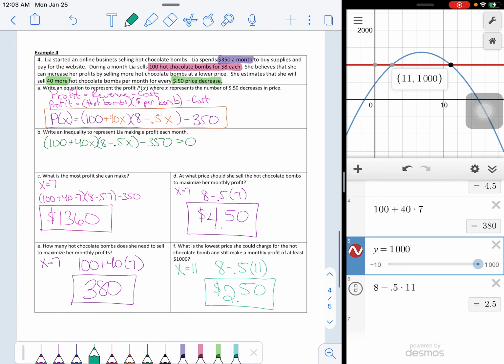All right, that is the end of example number 4, and that's the end of this note sheet. If you've got any questions or concerns on the inequality word problems, please let me know.